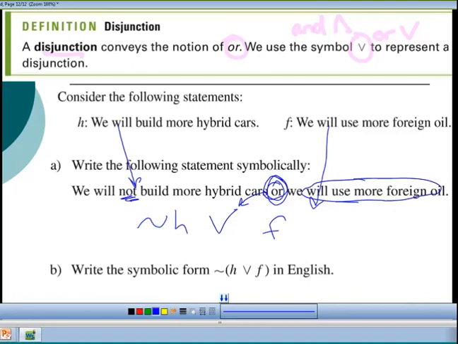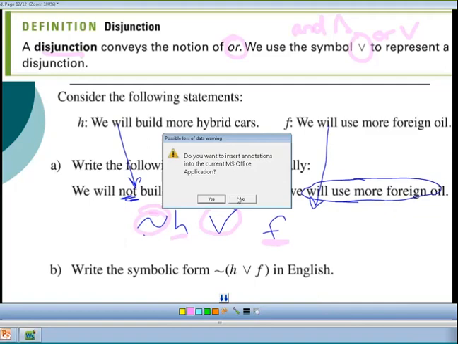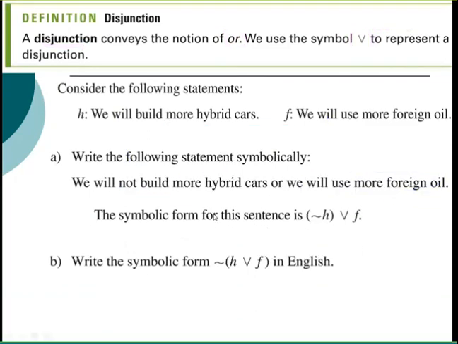So that is not H, so not H or F. Okay, so let me actually have it put in print for you so it's a little bit more clear, not my actual scribble. So not H or F. And then we're going to write the symbolic form of this statement in English. I'm going to read it for you, and then I'm going to have it typed.